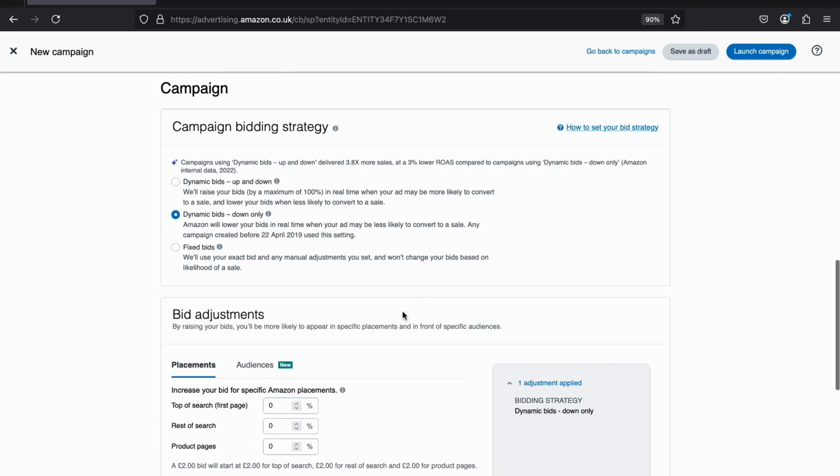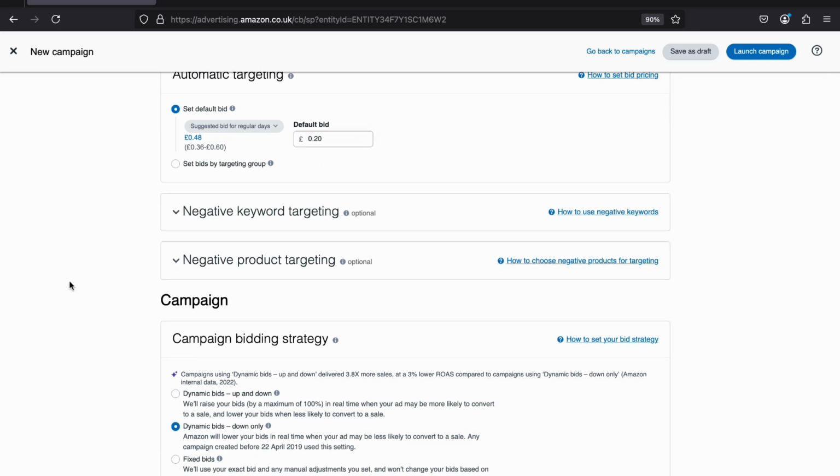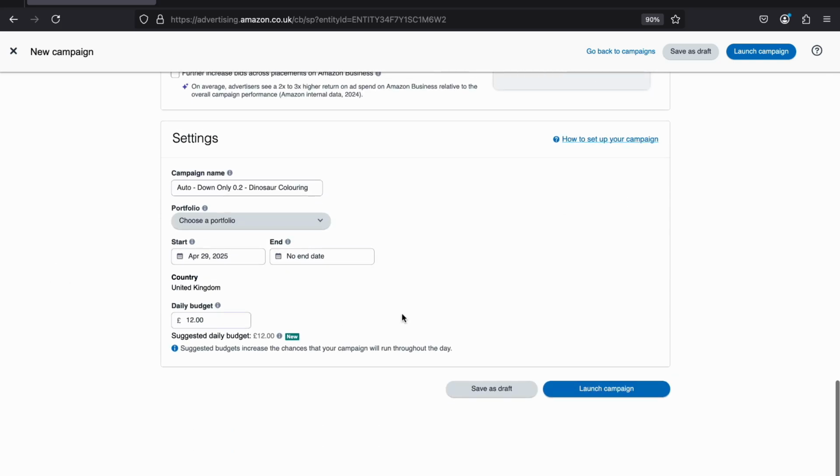So your daily budget is literally only there as a safety net. If you're being quite cautious with your default bid, you probably won't actually reach your daily budget. So if I have a default bid of 20p, it's very unlikely I'll get anywhere near this budget, because 20p just isn't a very high bid. So it's entirely up to you how much daily budget you want to use. But just because you put £12 here, does not mean that every single day you will spend £12.